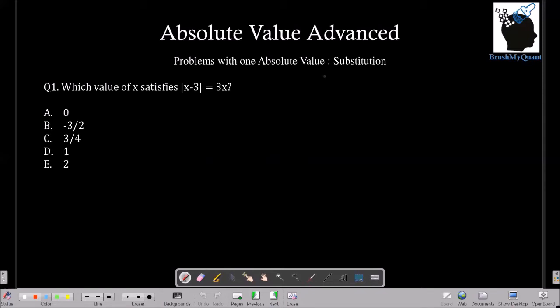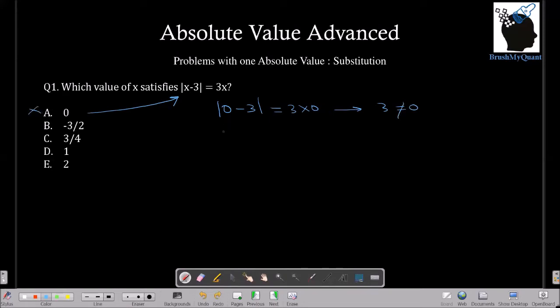First, we will solve it using substitution. Then in subsequent slides, we'll see other methods of solving this. What we are going to do in this is we are going to take each and every option and we'll substitute it in the question and check which one satisfies the question. So let's start with 0. So we will get mod of 0 minus 3 is equal to 3 multiplied by 0, or nothing but 3 is equal to 0, which definitely is not true. So A is not correct.